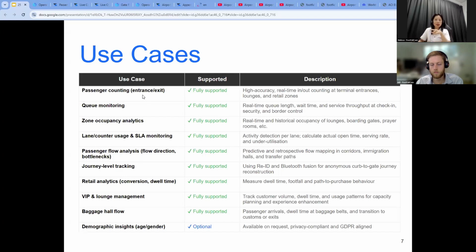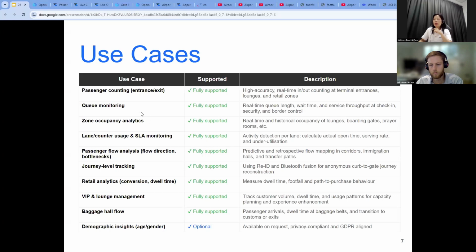Now, passenger counting, this is the foundation. So real-time, high accuracy in-out counting at entrances, like entrances to the terminal building or the lounges or the retail shops, arrival halls. It enables understanding of the footfall patterns, the flow capacity, and forecasting demand. Queue monitoring, so we support real-time queue length, queue waiting time, and the service throughput analytics at check-in, immigration, security checkpoints. So this helps detect congestion, SLA breaches, and staffing inefficiencies.